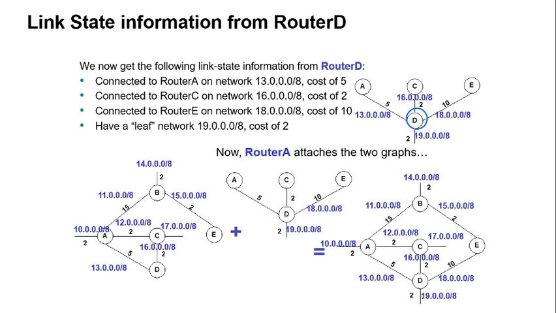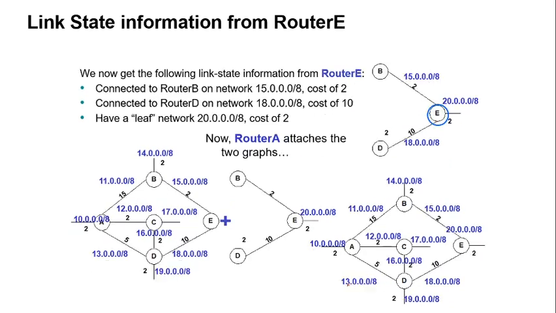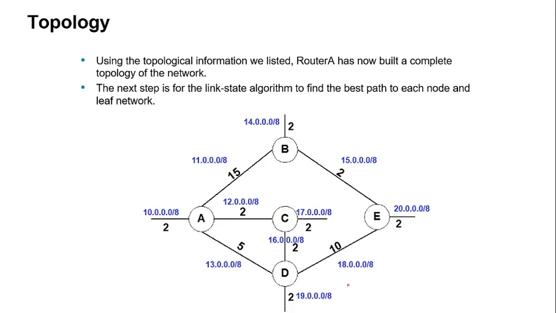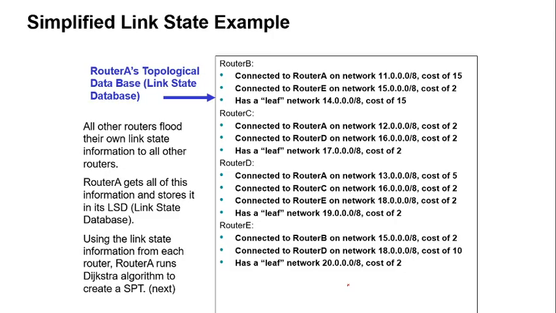And the next step is that it receives the information from D as well, so it will attach its graph to D as well. And now at the end it will receive the graph and information from E as well, and now attaches the graph with E as well, and the resulting graph is something like that. So your topological database will be computed from this topology we have received, and the next step is to find the best path to each node and leaf in the network.